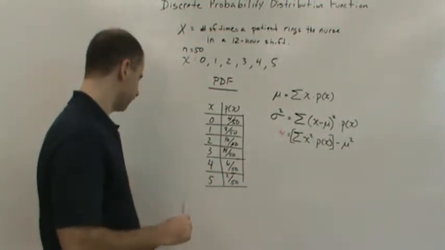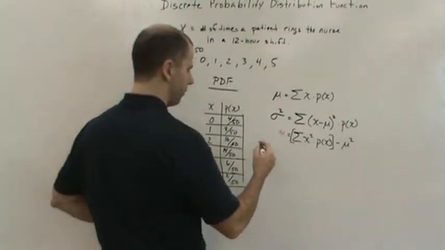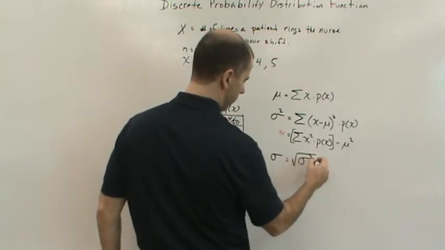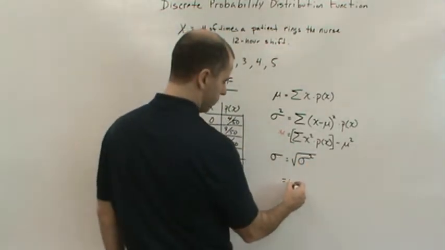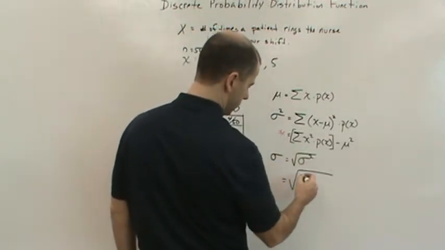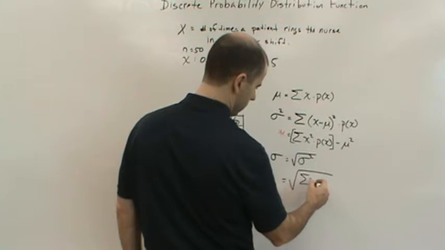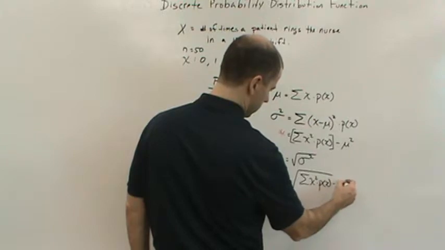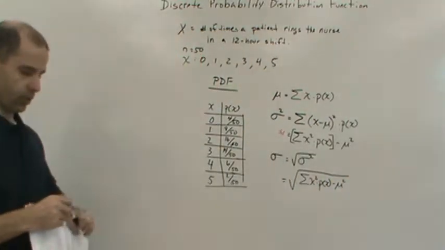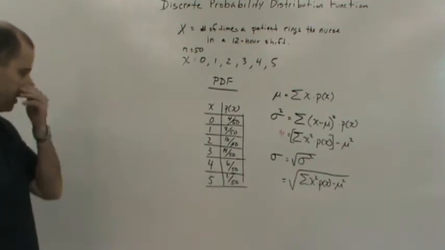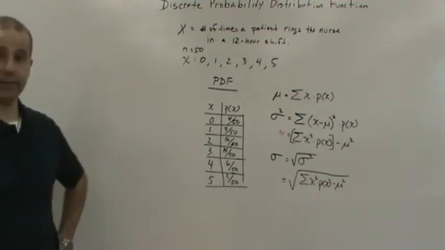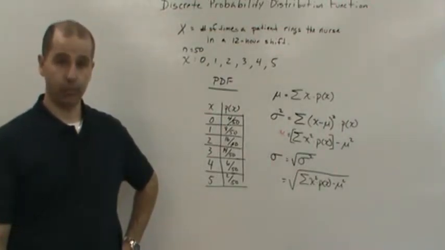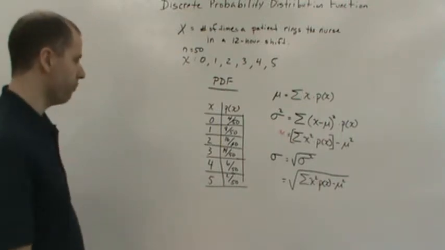Then also, just remember that standard deviation is just the square root of the variance. So it's just going to be the square root of this, which is just going to be that. Okay, so those are the formulas for calculating the mean, the variance, and the standard deviation for a discrete probability distribution function. I hope that makes sense.